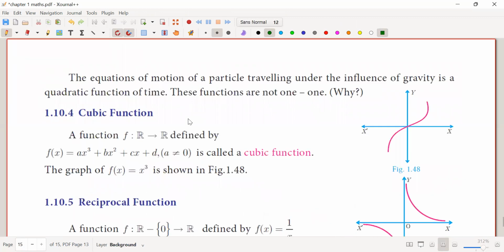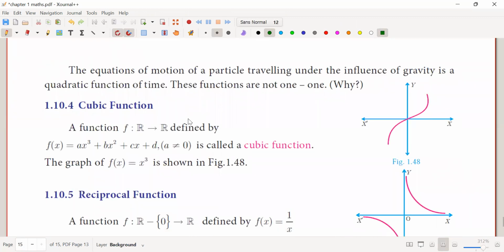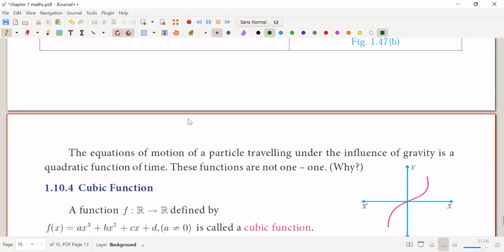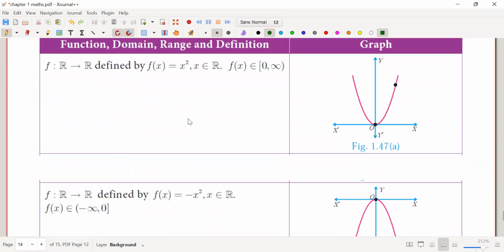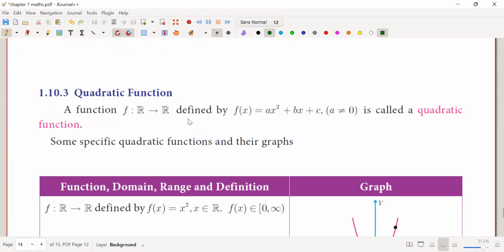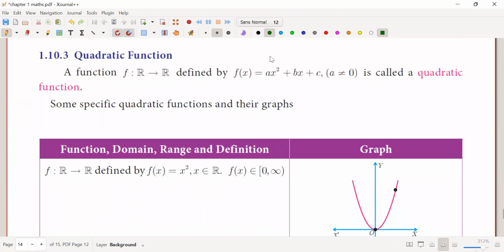The next one would be quadratic and cubic functions. Next one would be the quadratic function. That is ax squared plus bx plus c. It means the highest degree is 2. Then it is a quadratic function. It can be x squared also. It can be x squared minus 1 also. It can be x squared plus x also. If the highest degree is 1, we can't call it quadratic, like x plus 5.